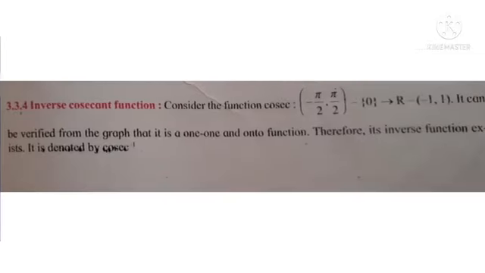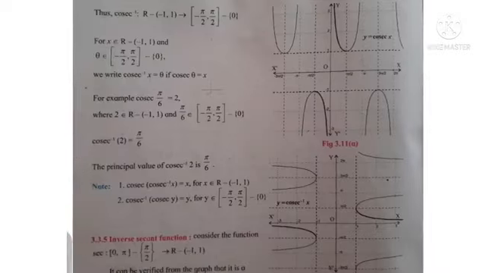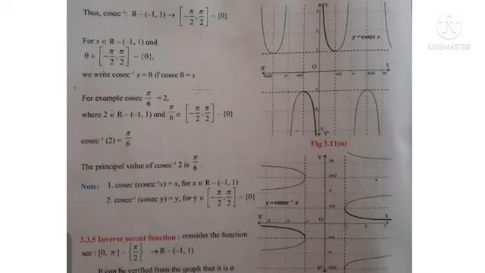Next is the inverse cosecant function. See students, cosec inverse exists on R minus the open interval -1 to 1. The principal value of cosec inverse is theta, which belongs to the closed interval -pi by 2 to pi by 2 minus 0. So here note that cosec inverse notes are given.